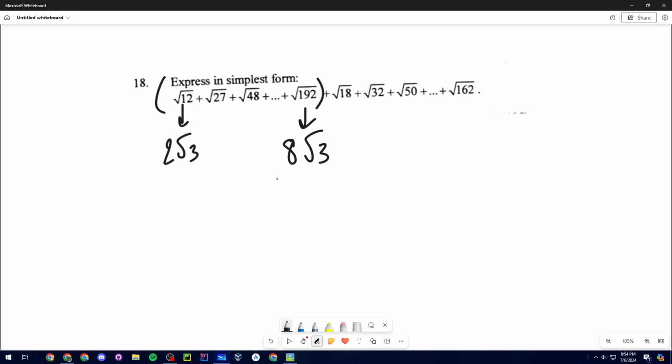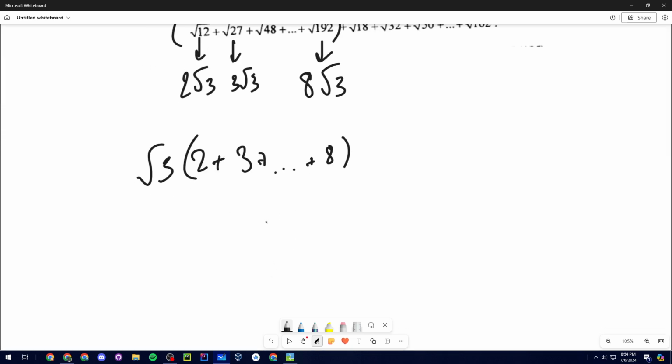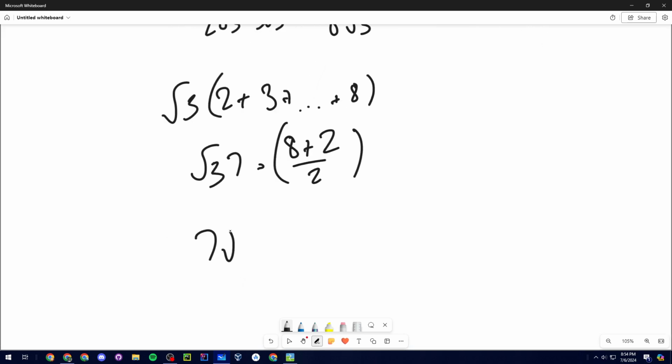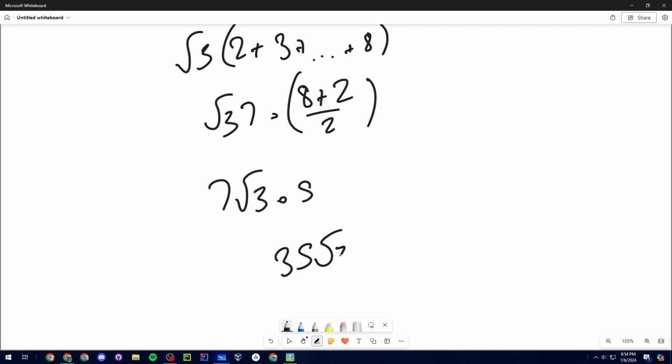Okay. So remember that trick I showed, or not trick, I'm just assuming it. And this is divided by 3, and this is just 3 root 3. So root 3 times 2 plus 3 plus dot dot dot up to 8. That is just 8 plus 2 over 2 times your number of terms, which is 8 minus 2 plus 1, so 7 root 3. So 7 root 3 times 5, so 35 root 3.